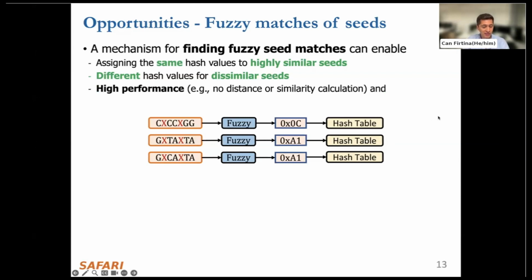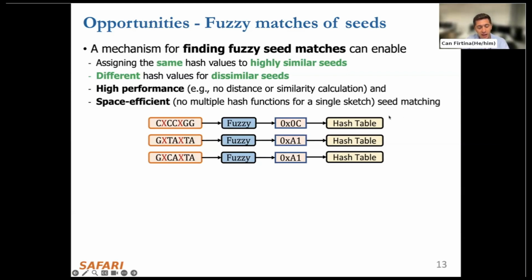For example, no distance calculation or similarity calculation should be performed to identify these fuzzy seed matches. And it also should be space efficient. For example, we don't really want to use multiple hash functions for a single sketch, meaning we don't really want to increase the content that we're storing in the hash tables.